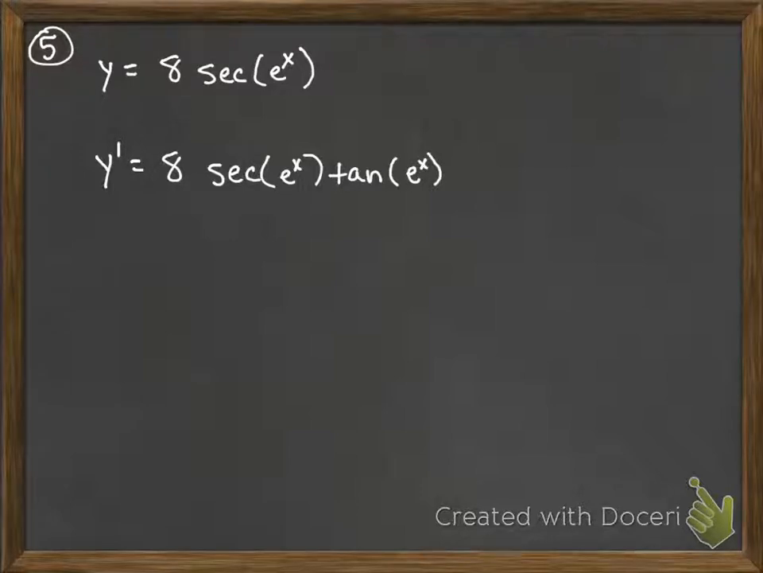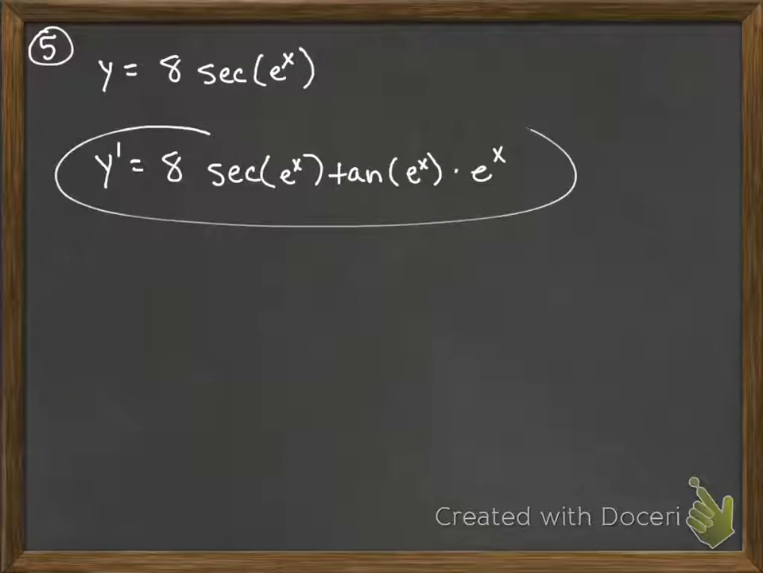Wait a minute. Why is that there? Now we have to multiply by the derivative of the inside, times e to the x. You said what is secant x? So x is e to the x. Oh, because it tells us in the problem. Yeah. Mm-hmm.